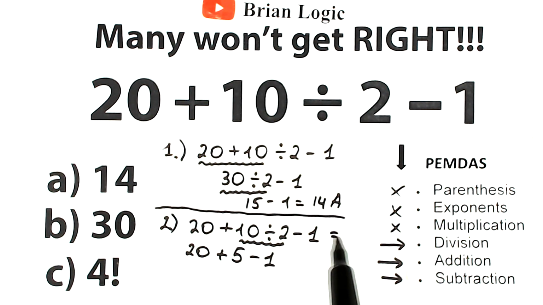So right now, as you can see, we have only addition and subtraction, which is our second step after this division. So addition and subtraction have the same priority. So you don't need an order of operation right now, because it's basic addition, basic subtraction. So we can easily do this. 25 minus 1 equal to 24.